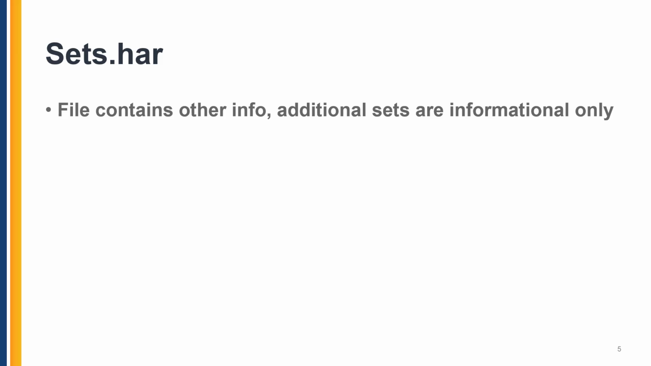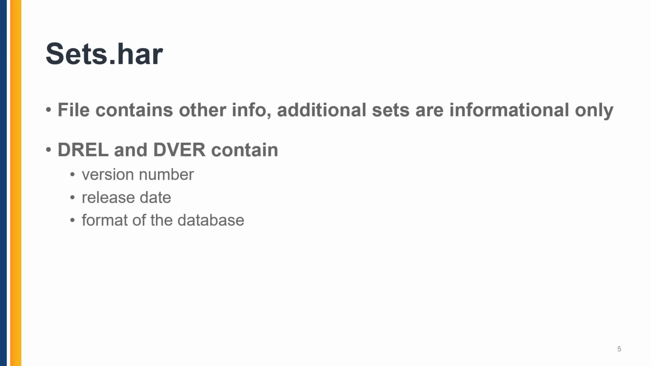In addition to the key sets that are used by the model and database, the sets.har file also contains other information. These additional sets aren't used in the database or model, but are there for informational purposes. You'll find the set drel and dver, which are not really sets, but only contain the version number, release date, and format of the database you're using.